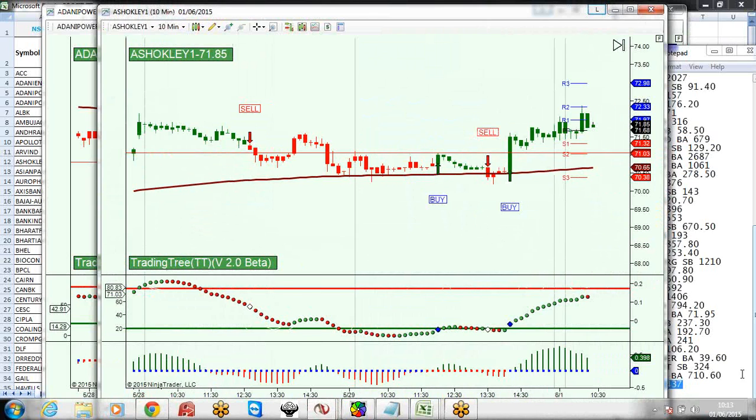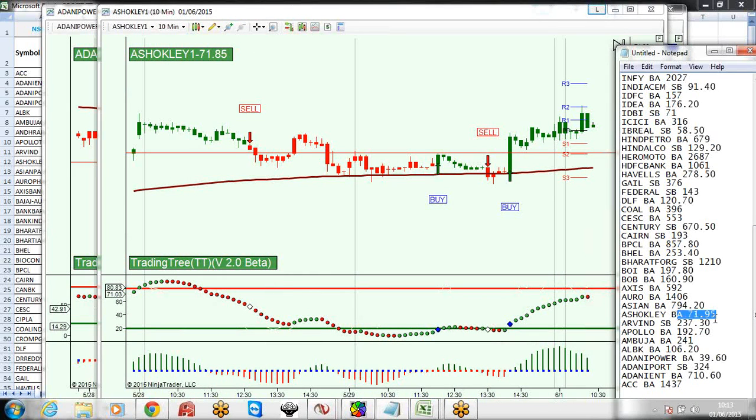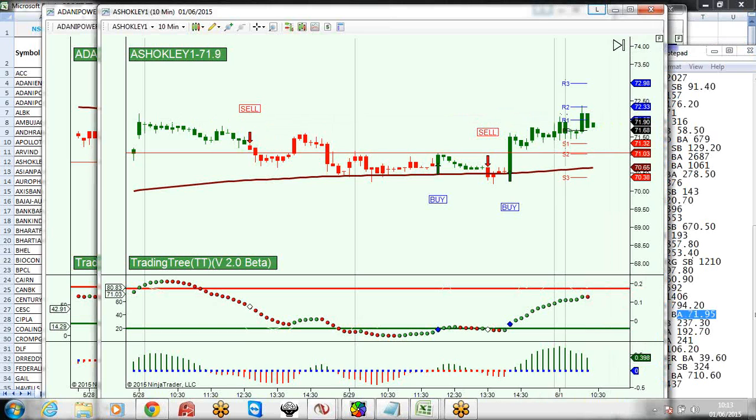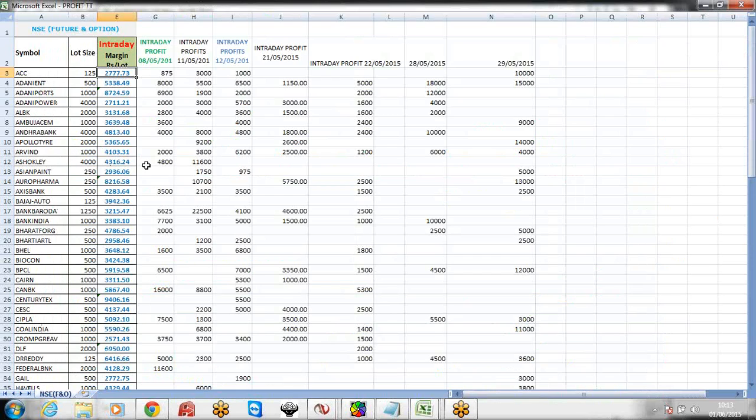So let's say Ashok Leyland. Ashok Leyland, our entry was 71.95. Let's say 72 itself. And it already made 72.30. Let's say 30 paise was the profit in Ashok Leyland. That's around 1200 rupees profit. Your investment is 4300. So that has given you a return of around 27%. And that is how we trade. For 4,300 investment, you have made 1200 rupees. That's a good investment because you have made more than 25% in returns.